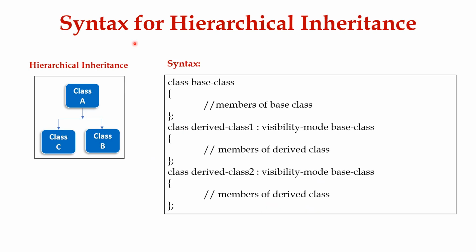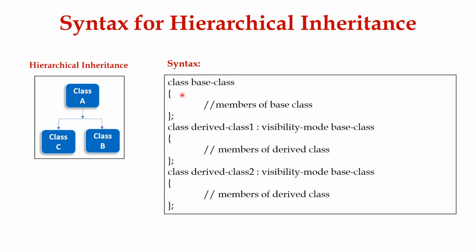Let's learn the syntax for hierarchical inheritance. First, let's have this example where class A is acting as a base class and class C and class B are acting as derived classes. So here in this type of inheritance, we have a single base class and multiple derived classes, which is called hierarchical inheritance. So based on this example, we can look into the syntax.